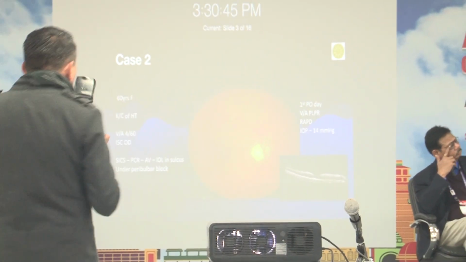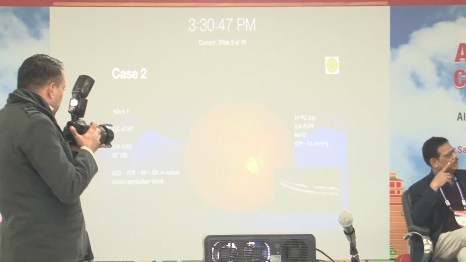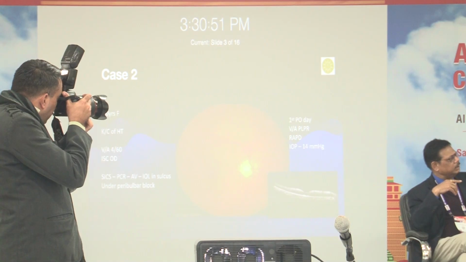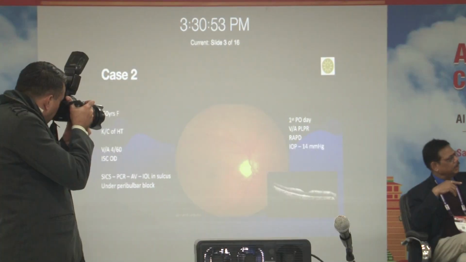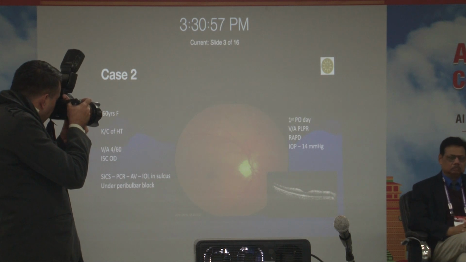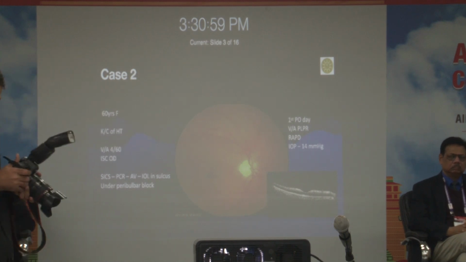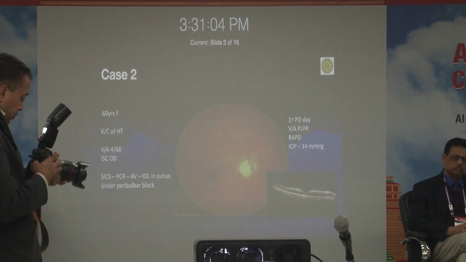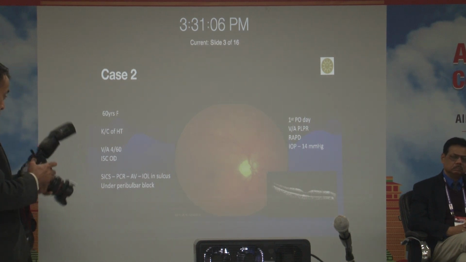So another case who presented to us immediately after cataract surgery. The cataract surgery was eventful, and there was a PCR. Peribulbar block, yes, sir. So all these cases were under peribulbar block. So this patient had a PCR and underwent anterior vitrectomy with IOL placement in the sulcus.